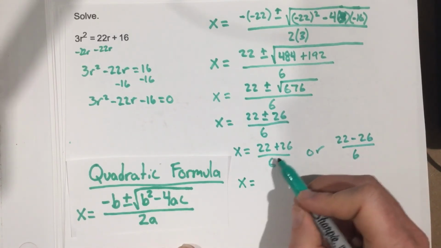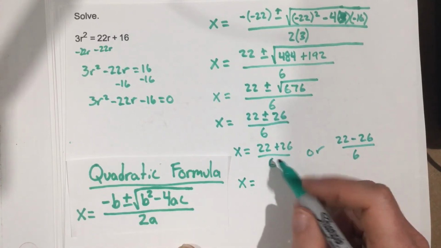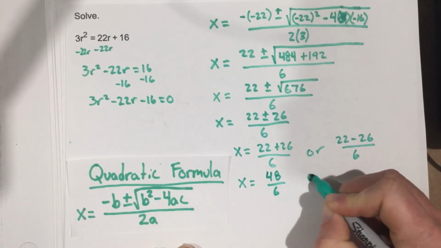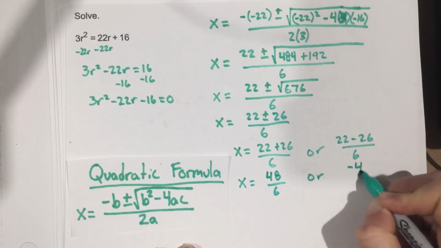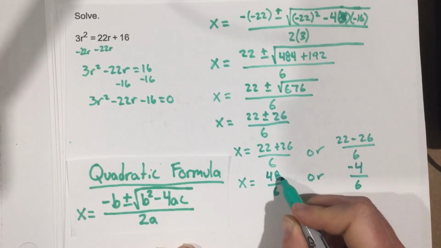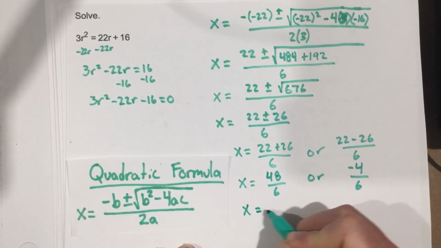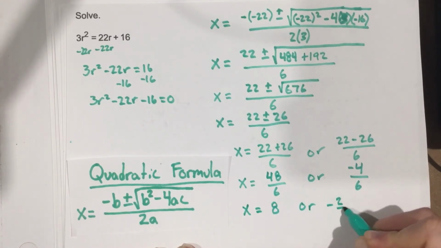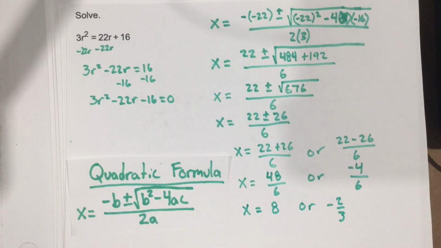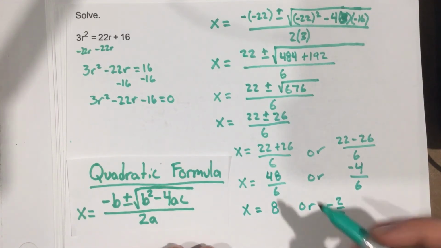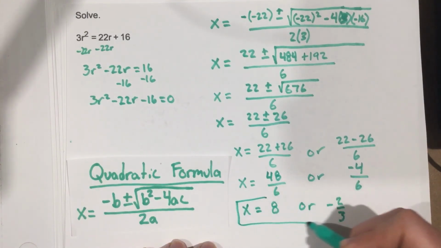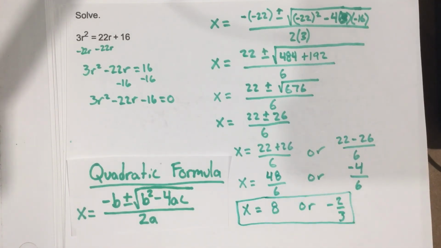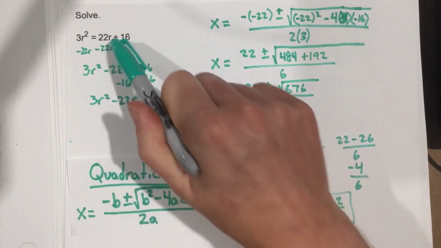So 22 plus 26, that's 48 over 6, or negative 4 over 6. Reduce this down. This is 8, or negative 2/3. So our solutions to this problem are 8 and negative 2/3. And that's how you use the quadratic formula to solve this original quadratic equation.